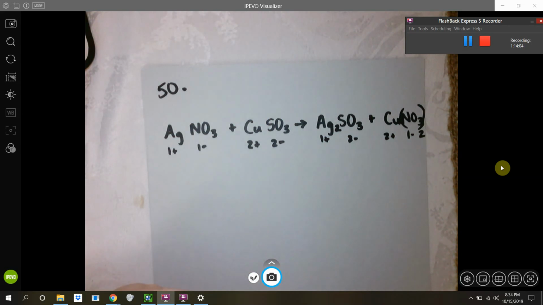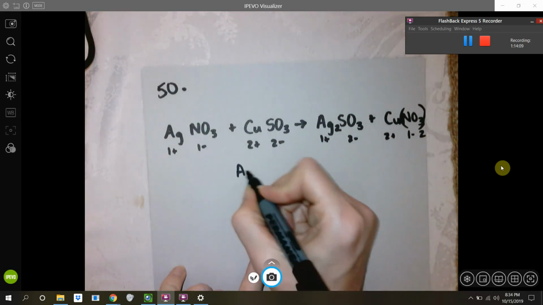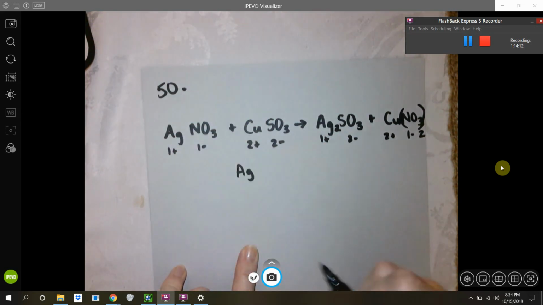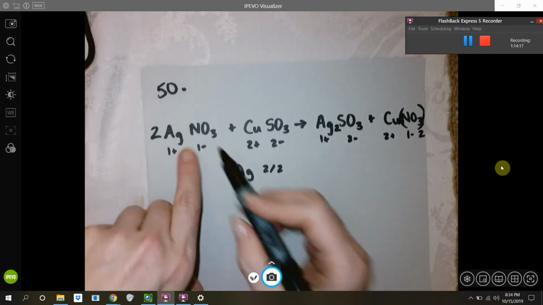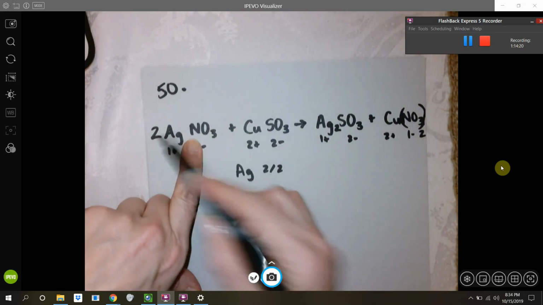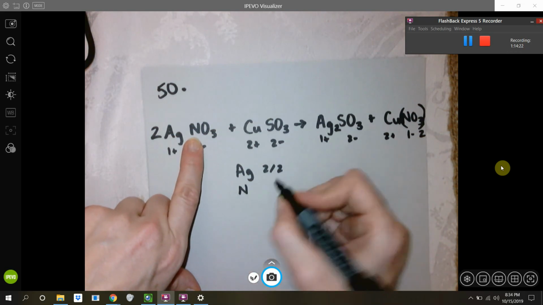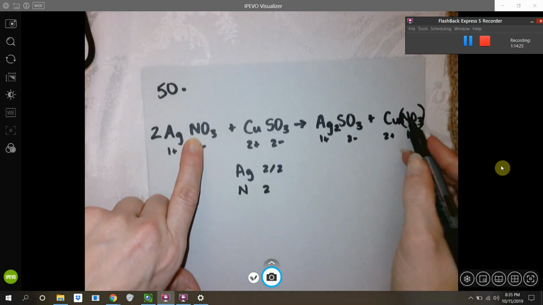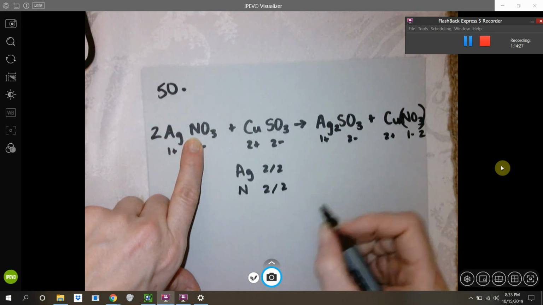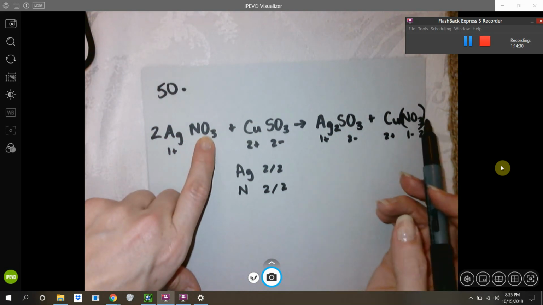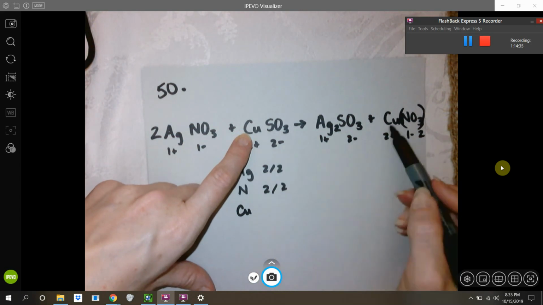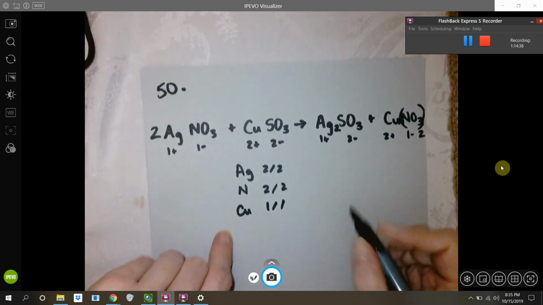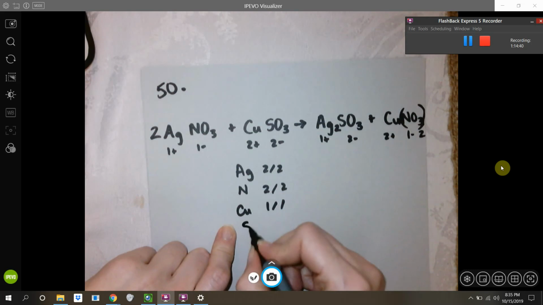So it says, write the balanced equation. So let's go ahead and balance our silver. There's 2 here and only 1 over here. So let's put a 2 to balance, 2 and 2. We have 1 times 2 gives us 2 nitrogens. And over here we had 2 of these NO3 groups, so there's also 2 nitrogens. We're good. Oxygen is everywhere, so let's leave it to last. Copper. There's 1 and 1, so that's in balance. Sulfur, there's 1 and 1, so that's also in balance.